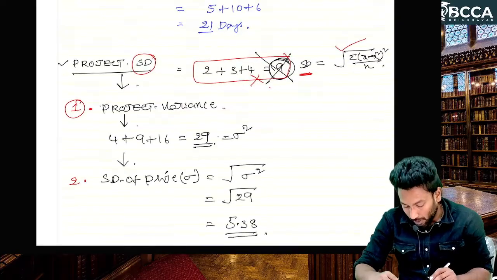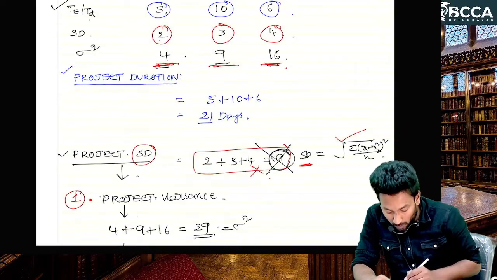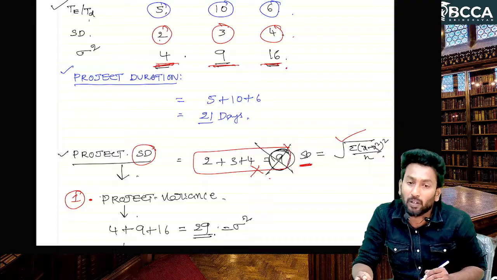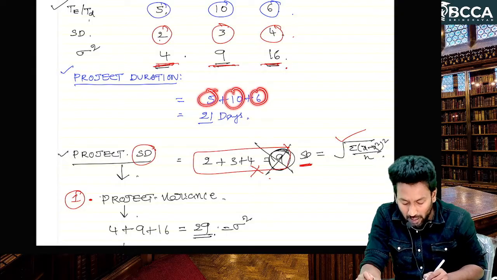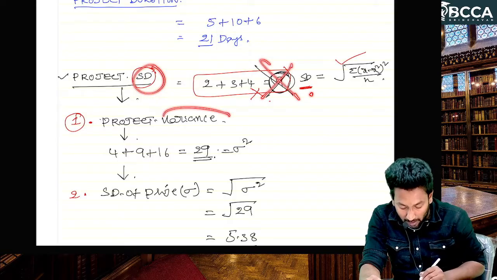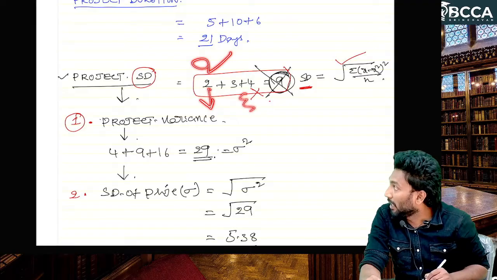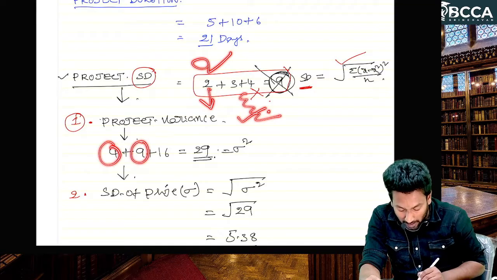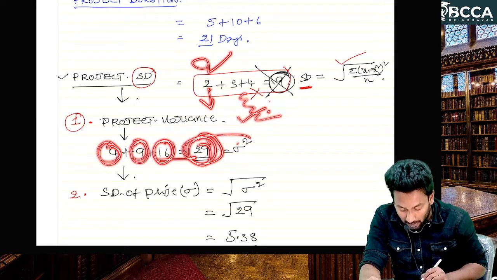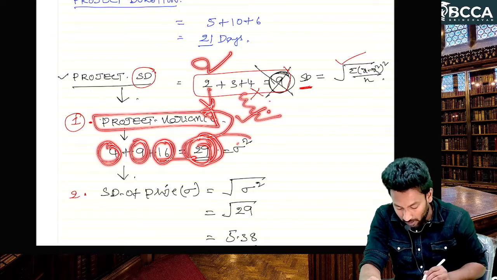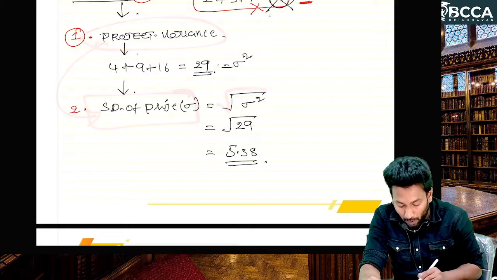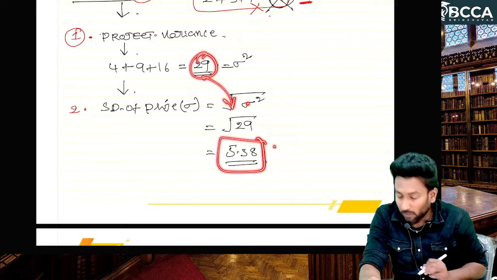Now, this is a good point. Whenever they ask for total project duration, you can add the individual critical path activity durations directly, but you should not add standard deviations. So calculate the variance of each activity by squaring the standard deviation. Each activity's variance can be added to get the critical path variance, which is taken as the project variance. From the project variance, the square root gives the standard deviation of the project.